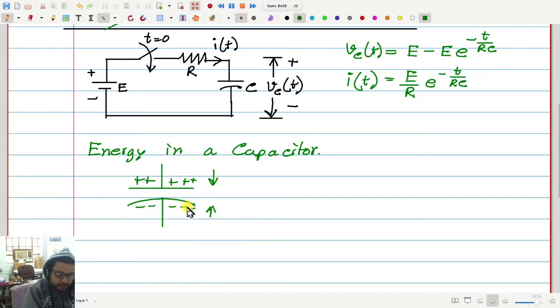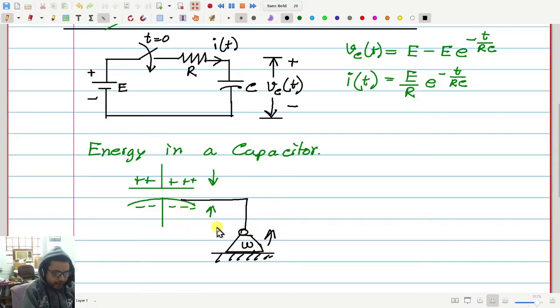And you can imagine a thought experiment that the lower plate is connected to some weight with a string, and the weight is on the ground. If you allow this weight to move up, then when these two plates are charged and the upper plate is kept fixed, the lower plate can move up and in the process lift this weight up. So that means it can do some work.